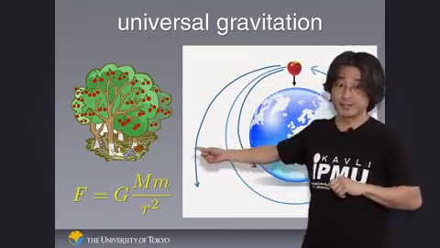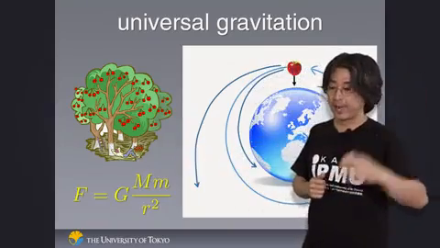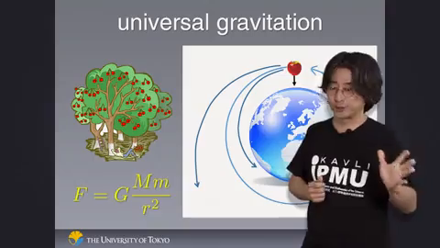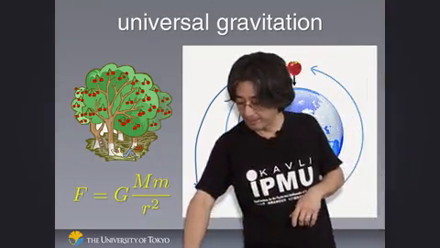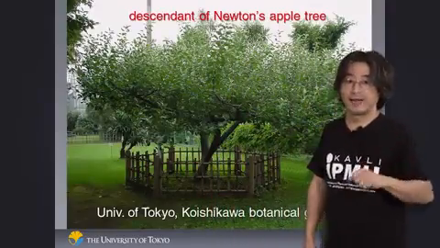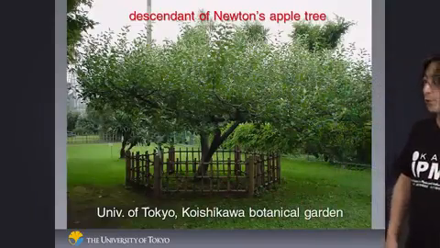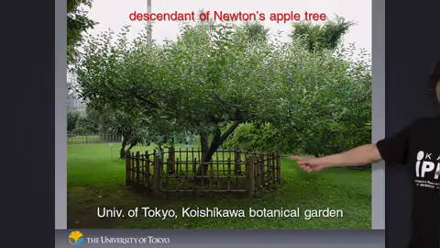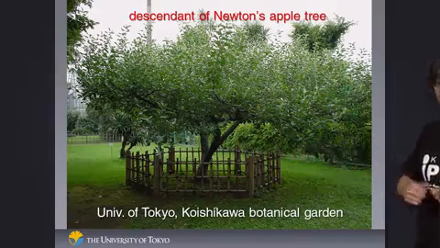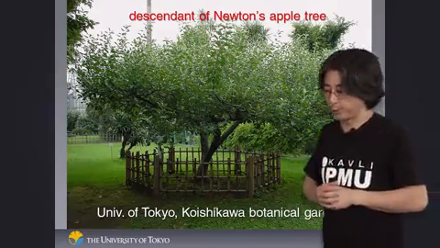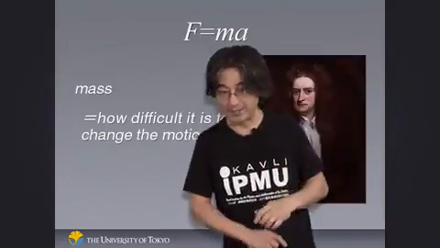I learned that this legend that Newton was observing an apple falling from the tree was just a legend. That's probably not a fact. But apparently Newton did have an apple tree. And at the University of Tokyo, we have a descendant of Newton's tree in our botanical garden. So if you happen to have a chance to visit Tokyo, don't miss out on this descendant of Newton's apple tree.